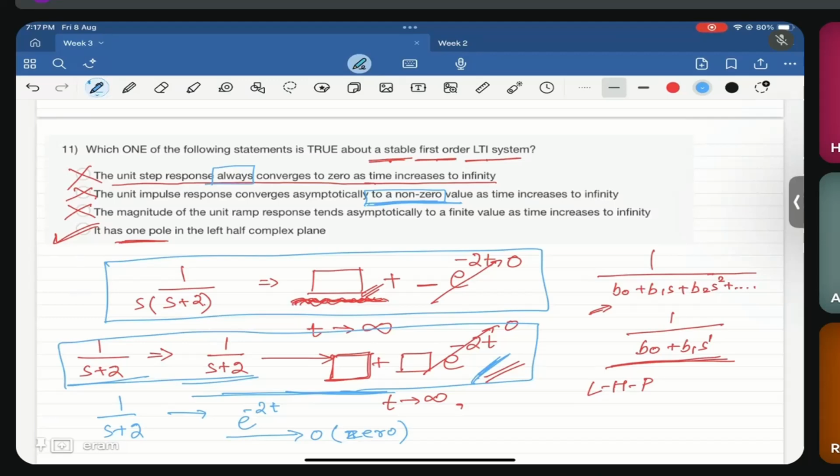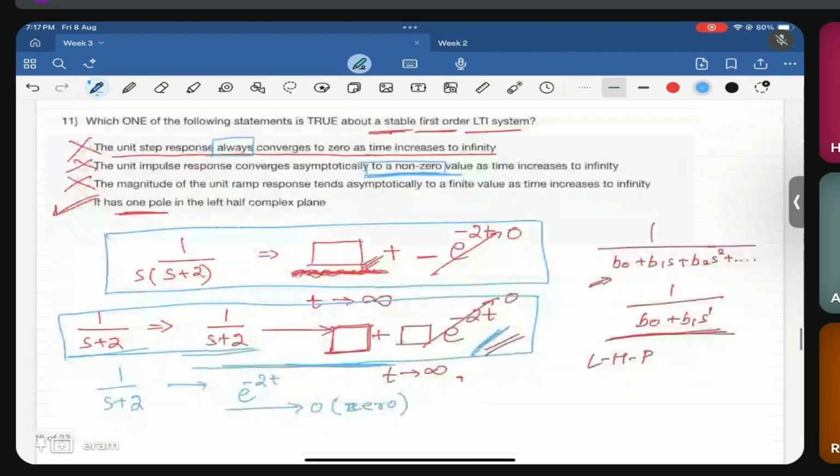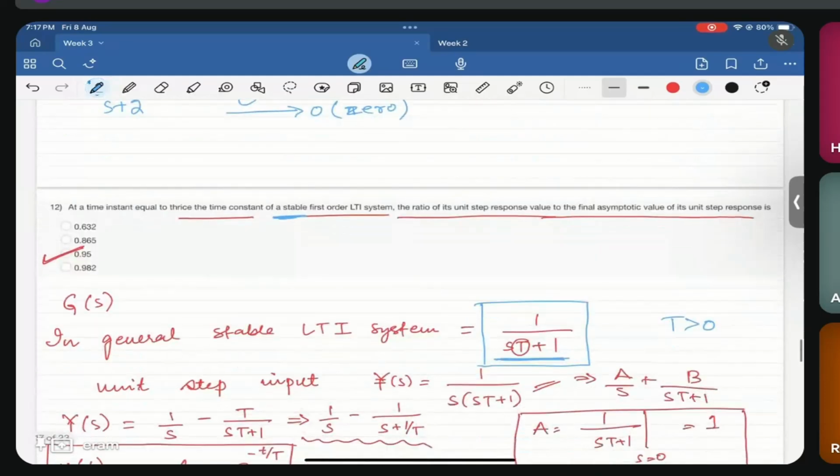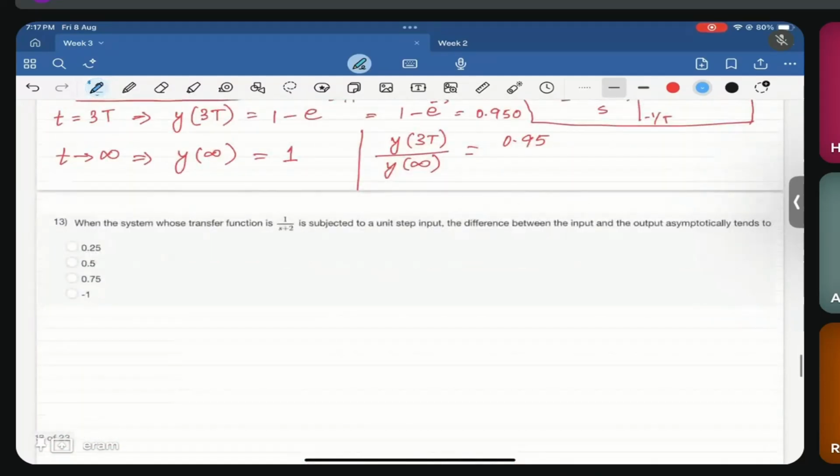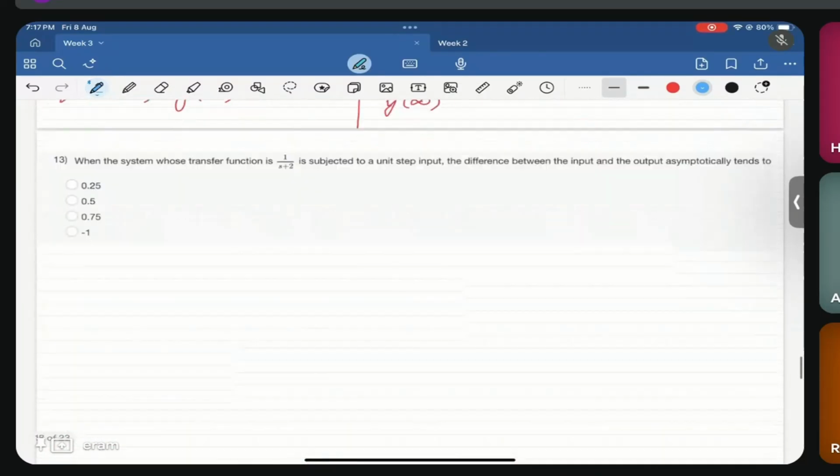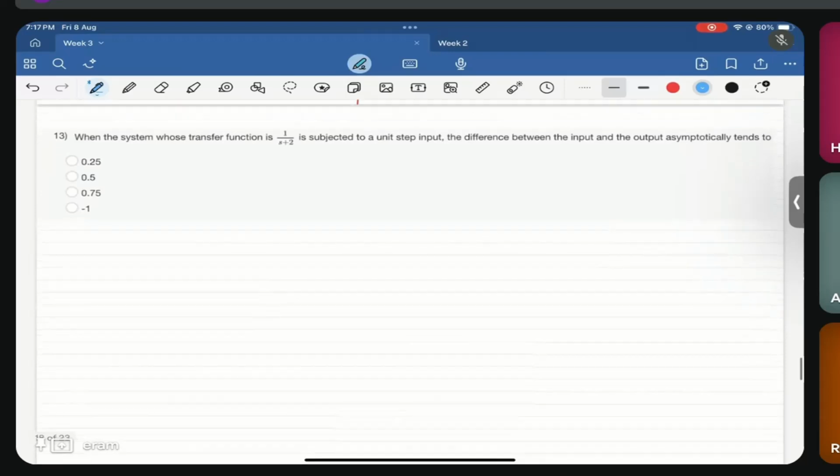Clear now? Okay, ma'am. Thank you. Yes. So we have solved up to 12.